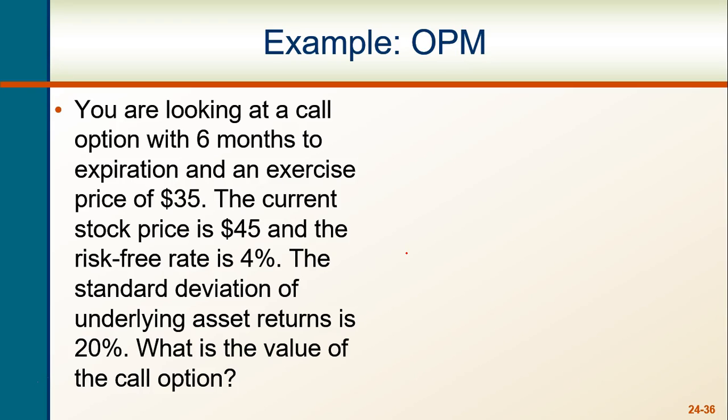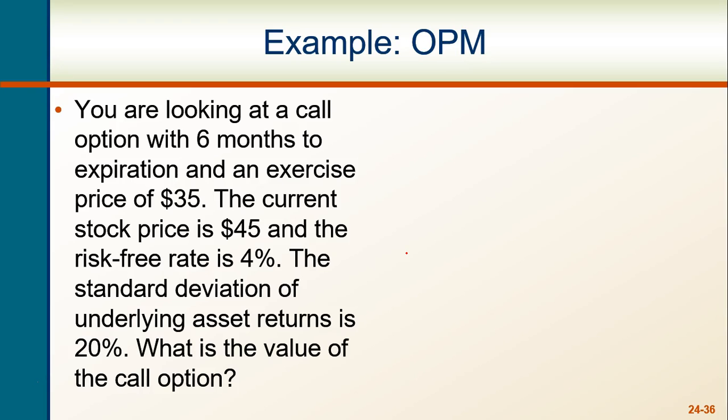We also know that the exercise price of this call option is $35, so this is the value for our capital E. The current stock price is $45, so this is the value for our S. The risk-free rate is 4%, which we will substitute as 0.04 where it belongs.